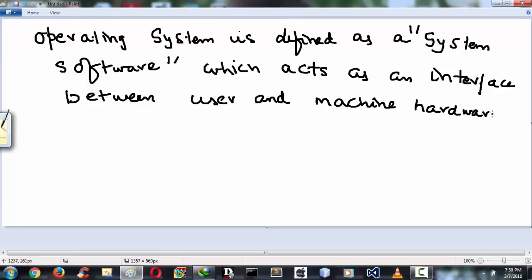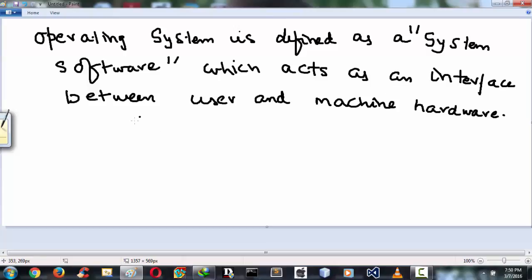This is the primary motive of an operating system, which is defined as system software which acts as an interface between the user and machine hardware. If you want to work with a machine, or run application software, to store data, process data, and do some work related to your daily needs, like typing a letter, the first thing you need to have is an operating system.